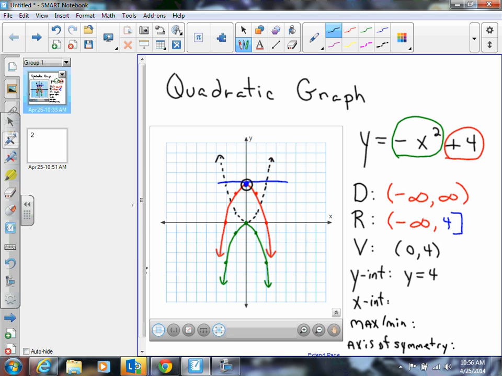And my x-intercepts occur at two positions on the x-axis, and those values are plus 2 and minus 2. So I'm going to write that as x is equal to plus or minus 2.